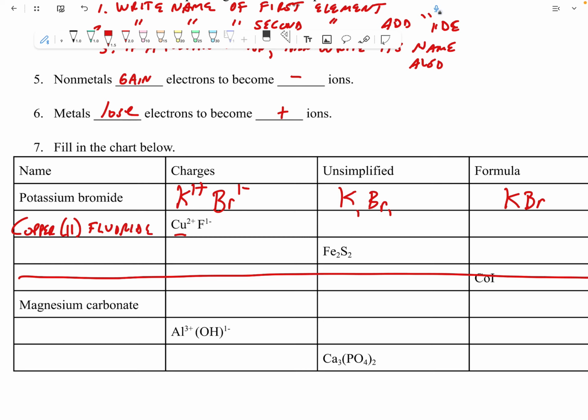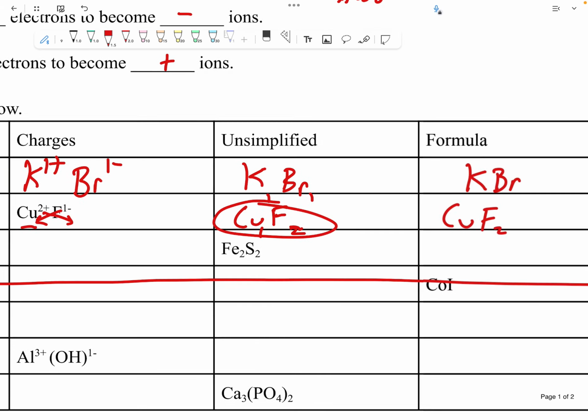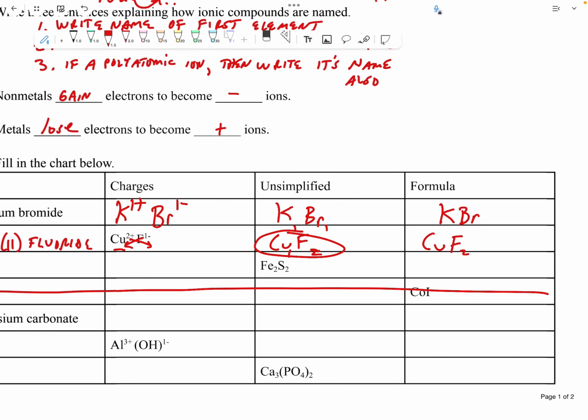Unsimplified would be Cu1F2, and then we release that and change it to being CuF2. So we're just switching those numbers. If you look here, we take that 2 and put it there, take that 1 and put it there, and we did that over in this area here. And then you just reduce it down.